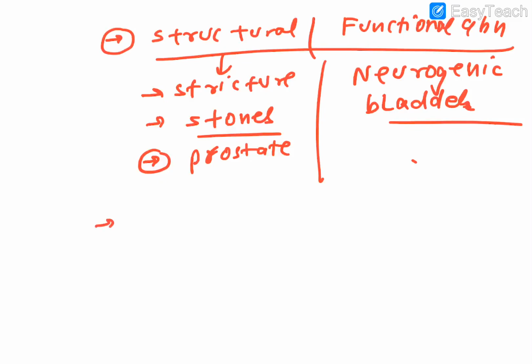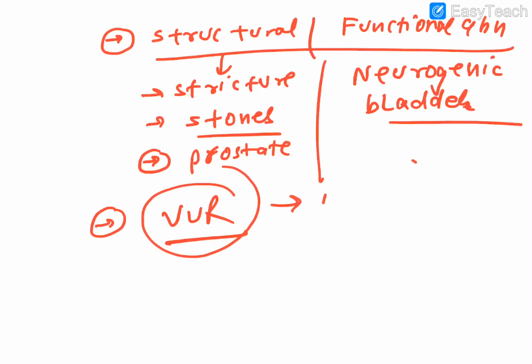Other than that, an important one is VUR. And what is VUR? Vesico-ureteric reflux. Because of this reflux, the urine from the bladder can go upwards to the ureters, and even sometimes to the renal pelvis, and that leads to UTI. So VUR is also an important cause of UTI.